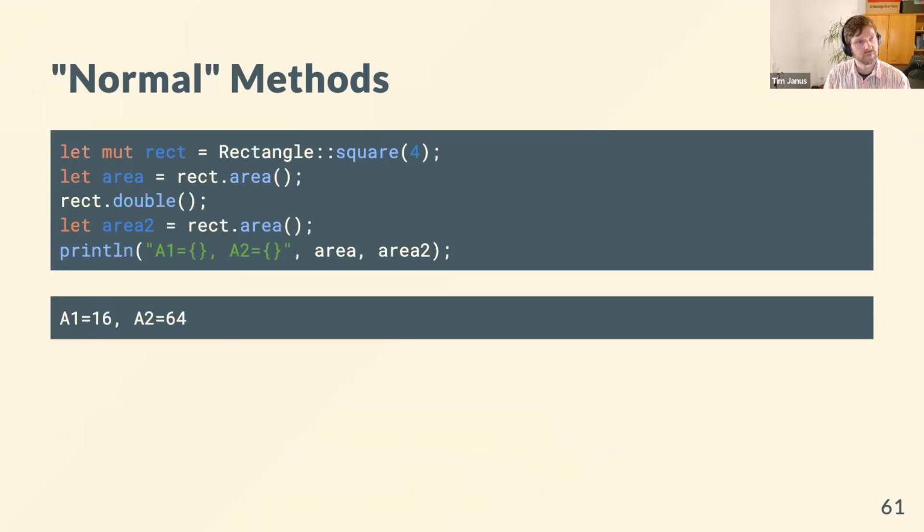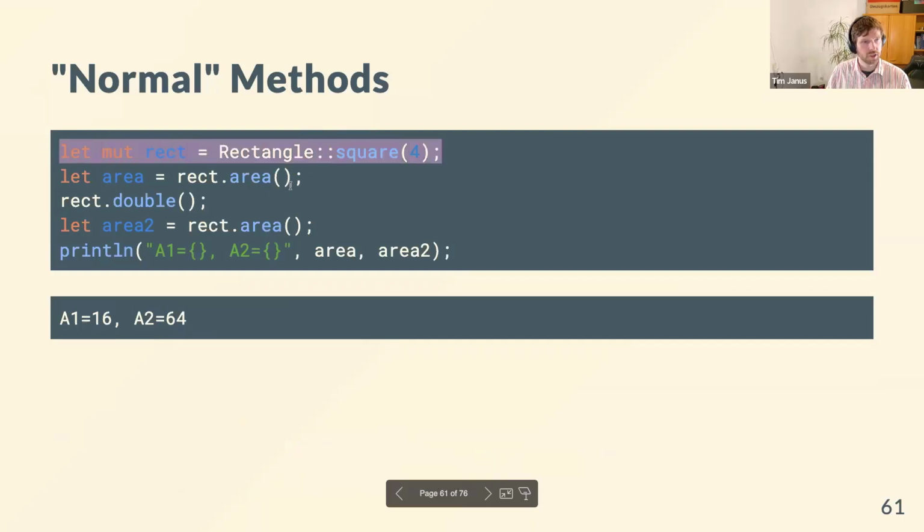And if you want to call this, here we have some example calling code. We stick to our square generation. We store the area of the rect. Then we double the rect, and we store the area in another variable. And then we can print out both areas. So 4 squared is 16 and 8 squared is 64.